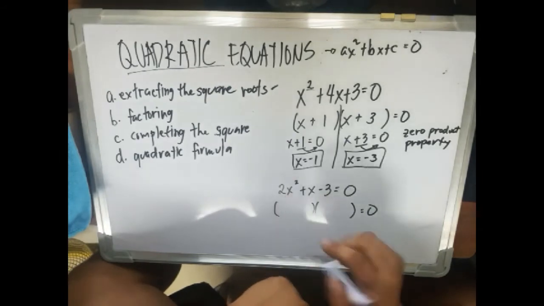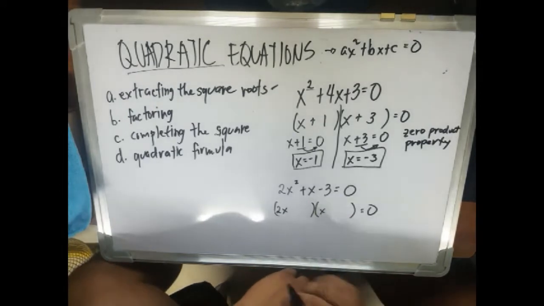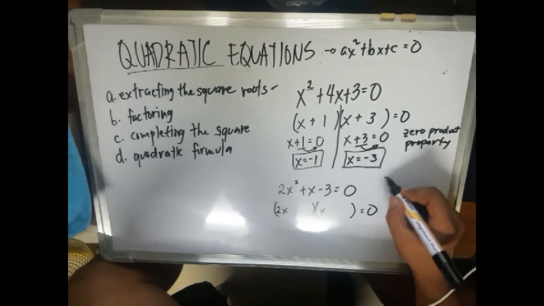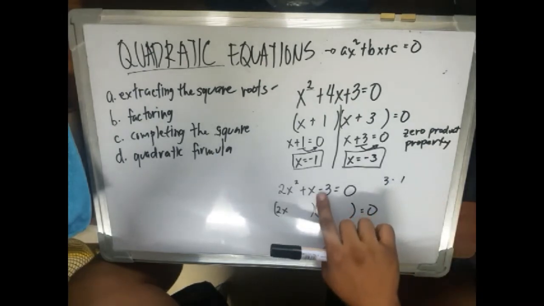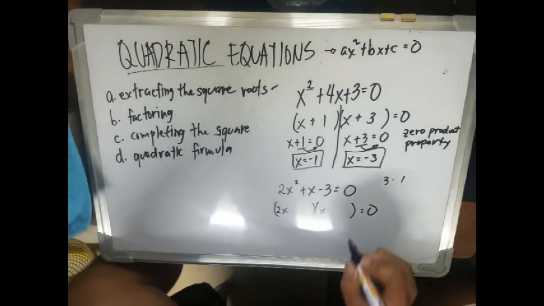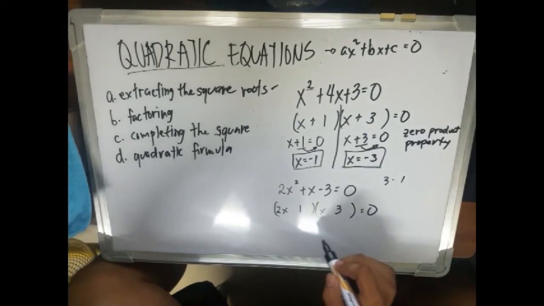Ano ba factors ng 2x squared? We have 2x and x. Factors ng 3: 3 times 1. Dahil negative, you will think na dapat magkaiba ang sign nila, no? Okay, so saan mo ilalagay yung 3? Saan mo ilalagay yung 1? Let's try dito yung 3, dito yung 1. Dahil magkaiba sila ng sign, let's try this one.